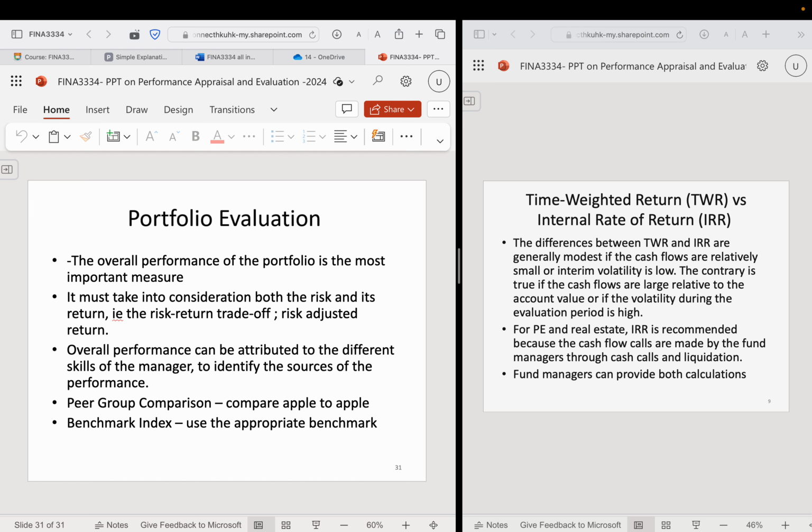Next, I will talk about the manager selection. I forgot to upload the file, so just look at this here first.